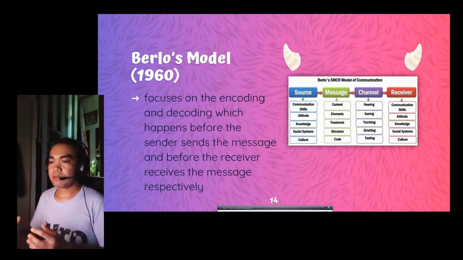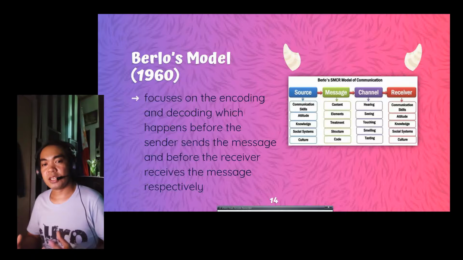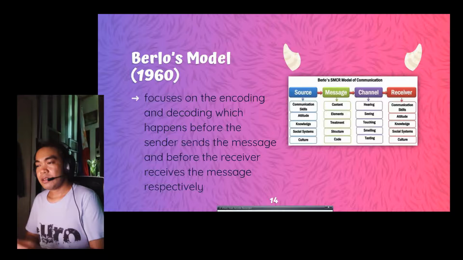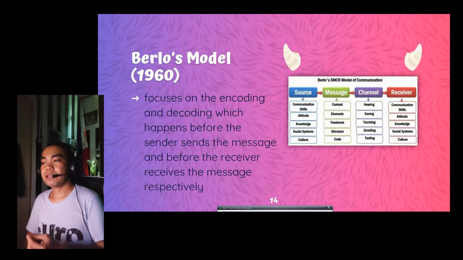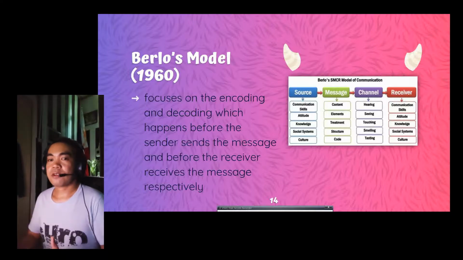Otherwise, if there is conflict between these elements of the source and the receiver, then communication may not be effective. Then in the middle of the source and the receiver, we have the message, the information being sent, which carries the content, which has to consider the elements, the treatment, the structure, and the code, and the channel, the means by which it is delivered: hearing, seeing, touching, smelling, tasting, or any of the senses. This is the way by which we deliver the message.